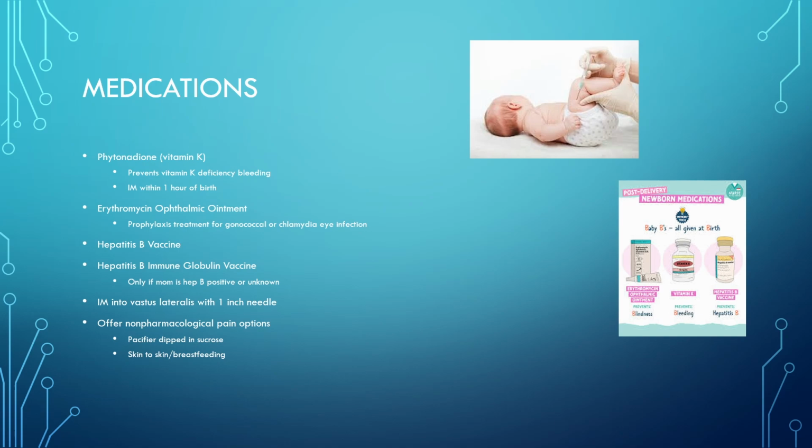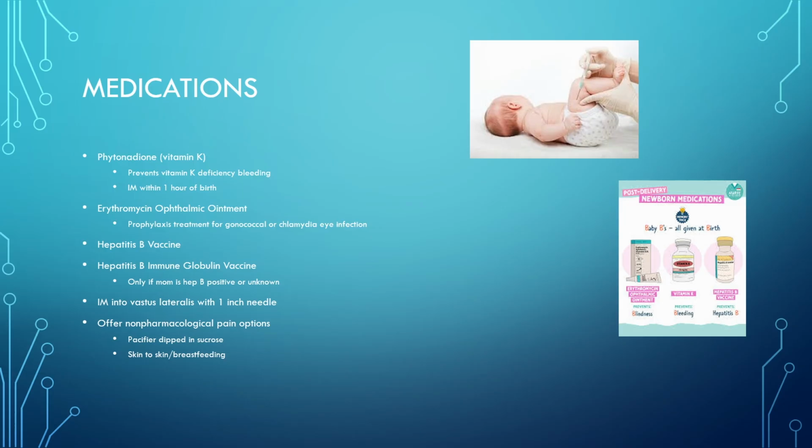The next medication is the erythromycin eye ointment. This is a prophylactic treatment for gonorrhea or chlamydial eye infection. So this is just a little strip of the antibiotic ointment that goes in each eye. It will help decrease the risk of the baby getting any of those STIs within their eye from delivery.